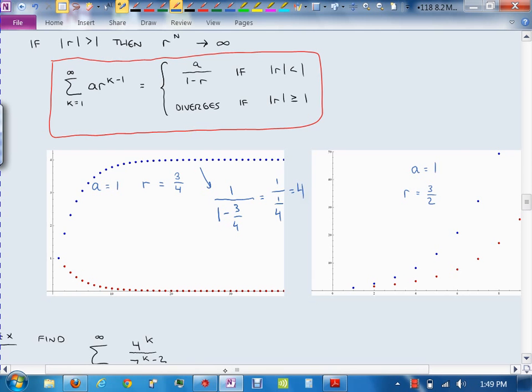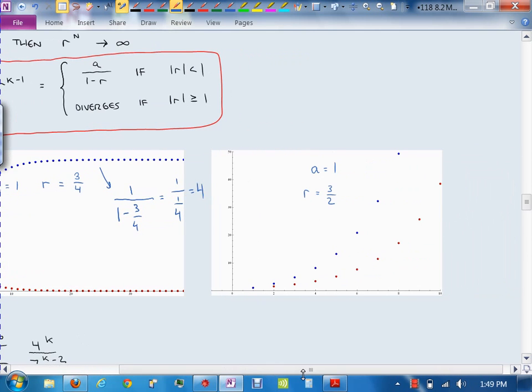Whereas on the other example over here, I picked a to be 1 and then r to be 3/2. 3/2 is bigger than 1. So you can see not only does the sequence diverge, the series diverges also. We okay with this?